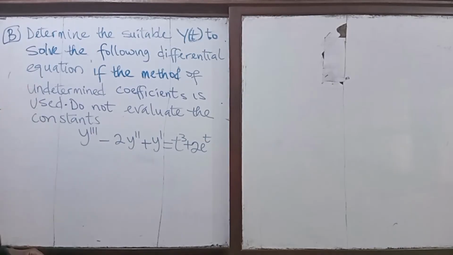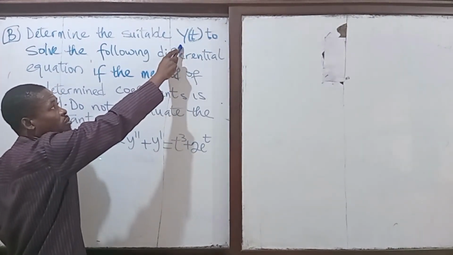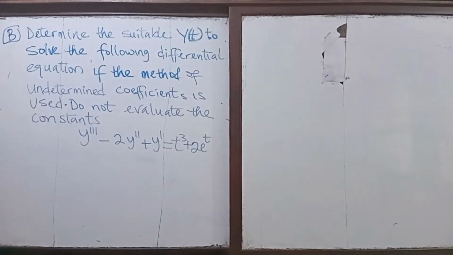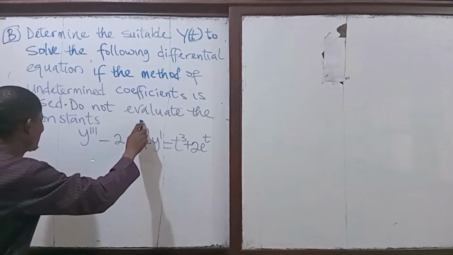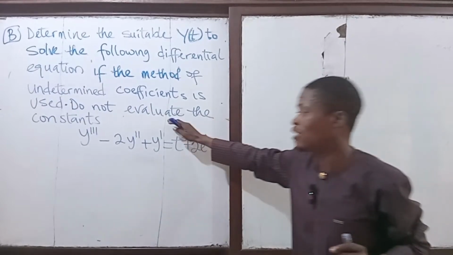We have this question: determine the suitable. Look at this symbol, I'll tell you the meaning of that. A suitable particular solution to solve the following differential equation if the method of undetermined coefficients is used. Do not evaluate the constants.